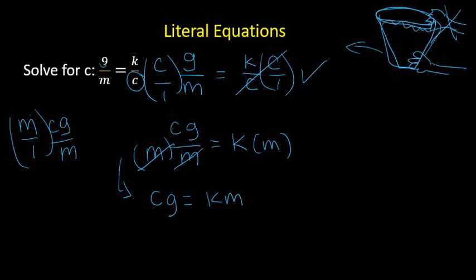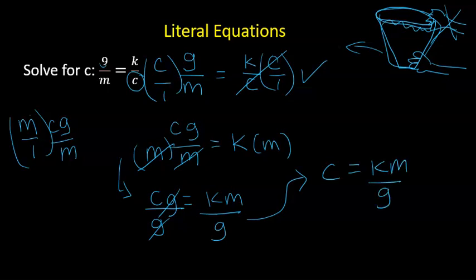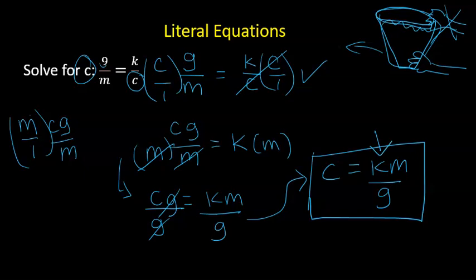Perfect. I'm almost done. Because now I have to get C by itself. K and M, I don't need to touch them. There's no reason. I'm totally cool to get rid of G. Cool. He's going to the other side. What am I left with? I'm left with C equals KM over G. C is what we're solving for, and then the answer itself is right here. All right, perfect. This is going swimmingly. Let's do another example.